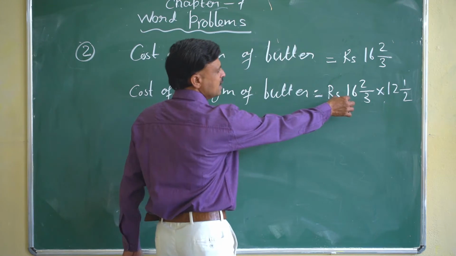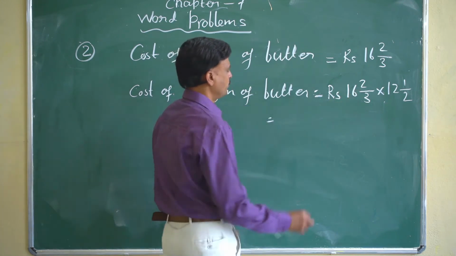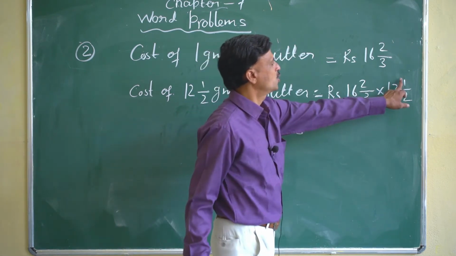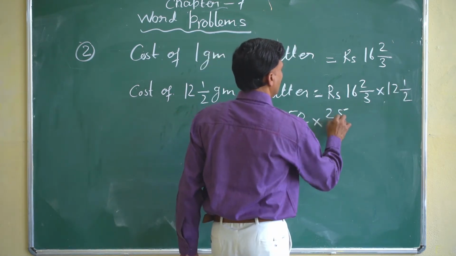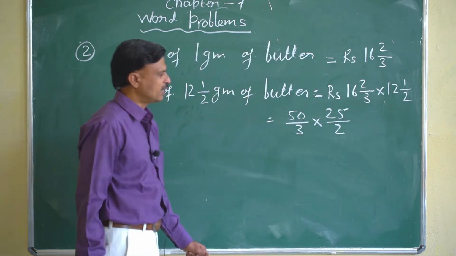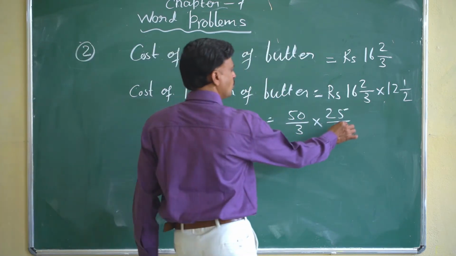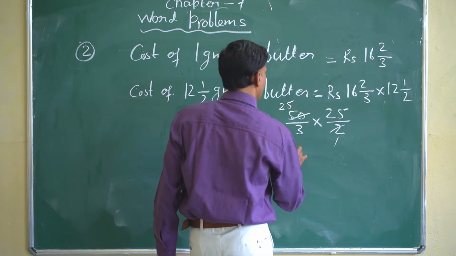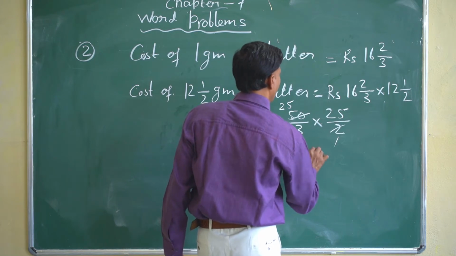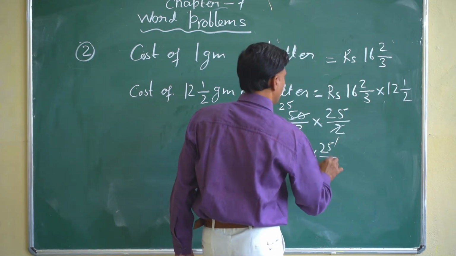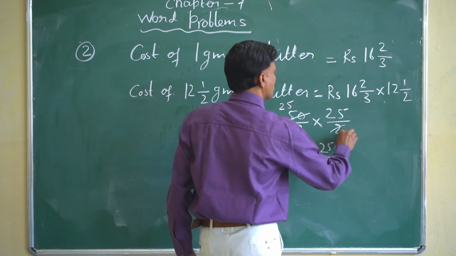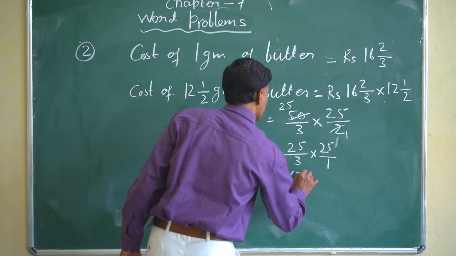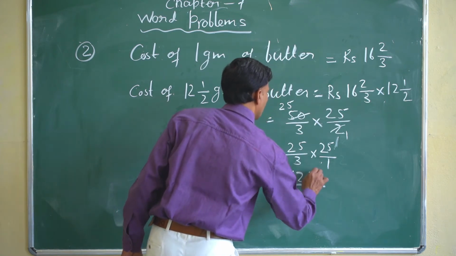So what will it come? 16 threes are 48 plus 2, that is 50 upon 3, multiplied by 25 by 2. Any cancellation? Yes, 2 ones are 2 and 50 gives 25. So we get 25 upon 3 multiplied by 25 upon 1. Any cancellation now? No. So 25 multiplied by 25 is 625, and 3 into 1 is 3.